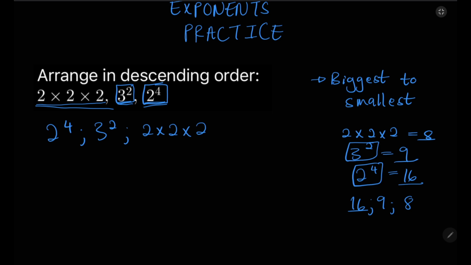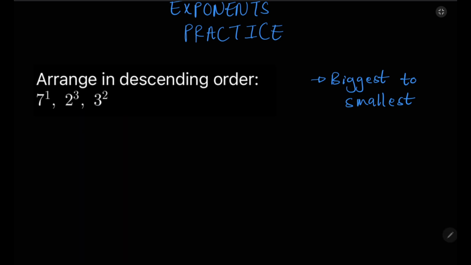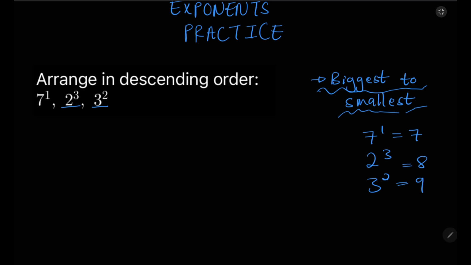Okay, now let's do the last example. Write this in descending order, meaning from biggest to smallest. We have 7 to the power 1. 7 to the power 1 is equal to 7, followed by 2 to the power 3. 2 to the power 3 is equal to 8, followed by 3 to the power 2. 3 to the power 2 is equal to 9. Now let's write this from biggest to smallest. The biggest number is 9, followed by 8, then 7.